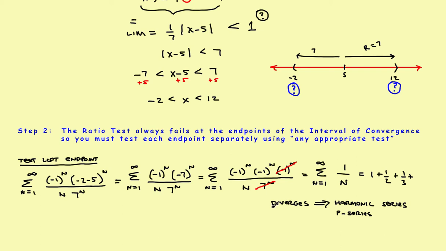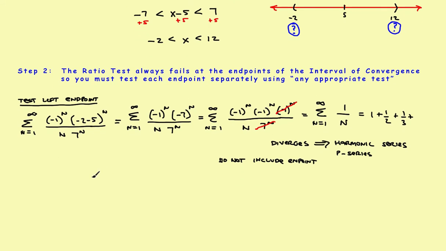Now again, if it diverges at the left endpoint, that means that you do not include the endpoint. So this is going to remain an open interval down here. So now what's going on at the right endpoint? To test the right endpoint, we'll test that.